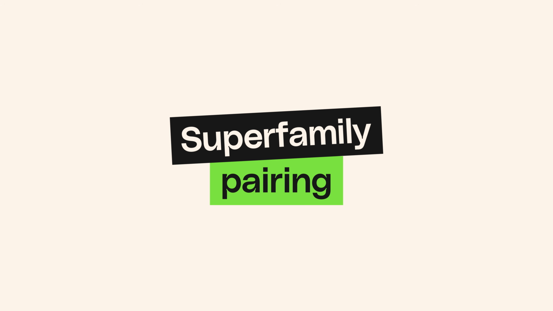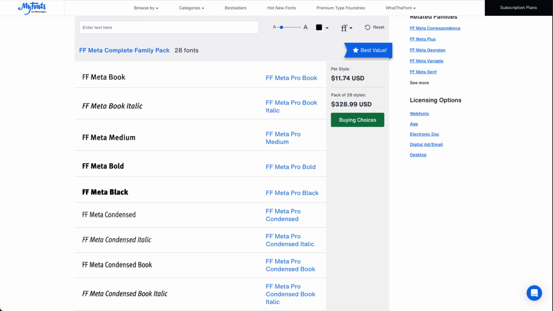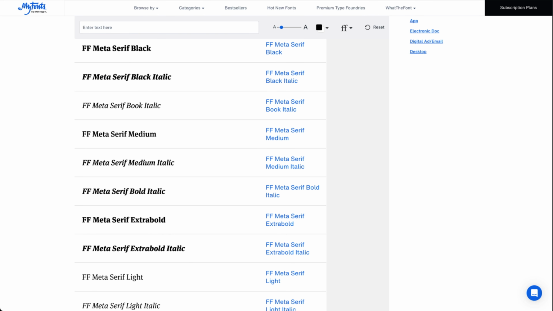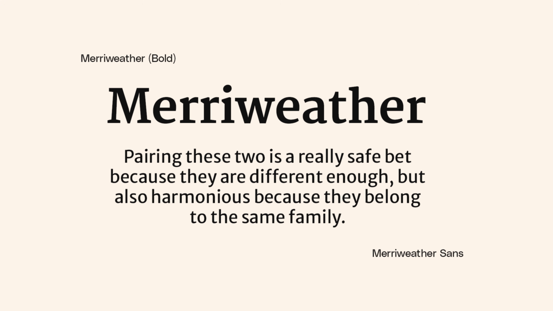On top of that, there are also two strategies that I want to share with you. The first one is to pair typefaces from the same superfamily. A superfamily contains typefaces that fall under multiple classifications. A very popular example is FF Meta, which includes a serif and a sans serif with multiple styles. Another example is Merriweather, which also has a serif and a sans serif version. Pairing these two is a really safe bet because they are different enough, but also harmonious because they belong to the same family. They were made to work well together.